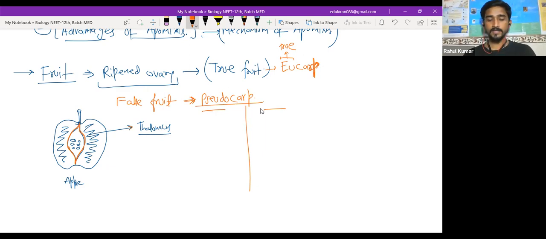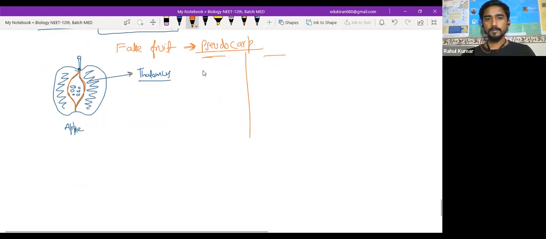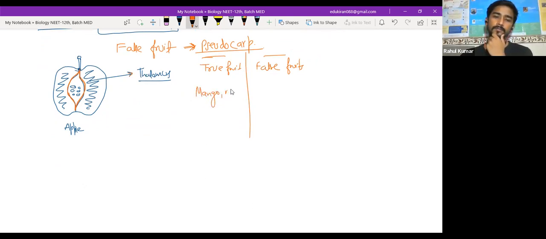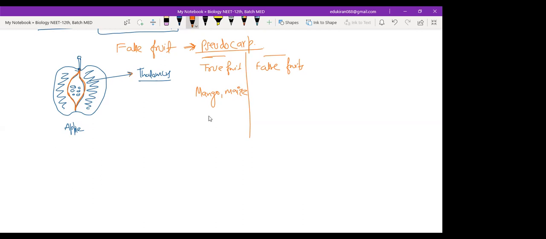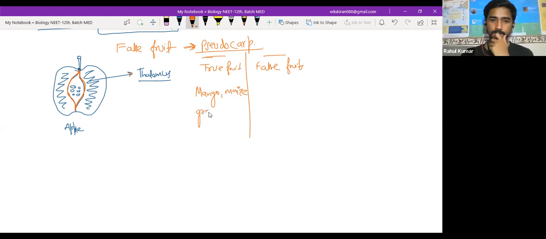Now write down some things that are important for entrances. So this is for true fruit. The examples are always asked in entrances. True fruit examples are mango, maize. We never consider maize as a fruit, but it is. You know maize, we call it bhutta, corn. Then grapes. These are all true fruits. They don't ask about true fruits much. They always ask about false fruits. So in false fruits, let's write it like this.